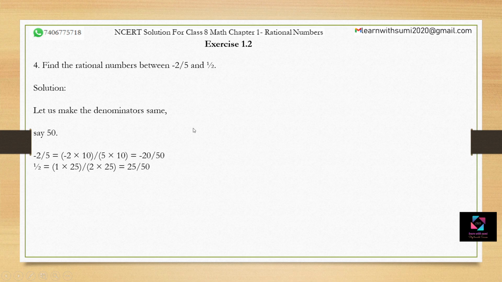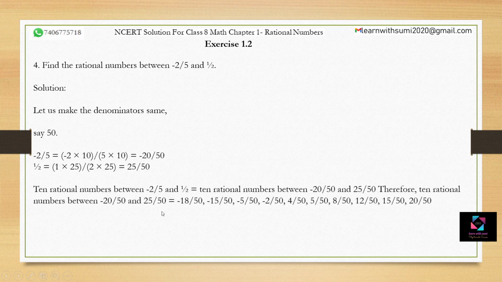Alright, we will write down 10 rational numbers. What can be the 10 rational numbers between -20 by 50 and 25 by 50? We can start from -19 itself, but I have taken from -18. So -18 by 50, -17 by 50, -16 by 50, -15 by 50. You can also take 14, 13, 12, 11 and so on, but I have taken just random values between these two numbers, up to 20 by 50. You can see they all lie between these two numbers itself.